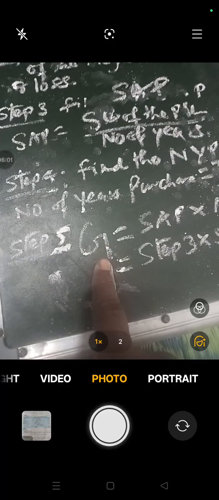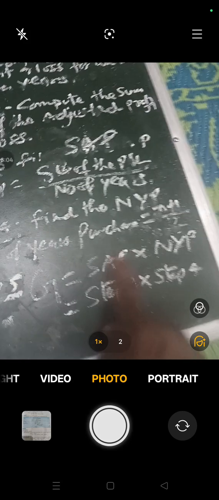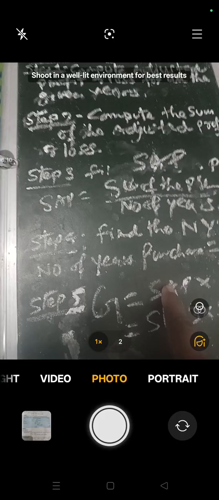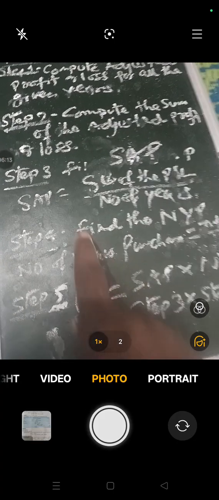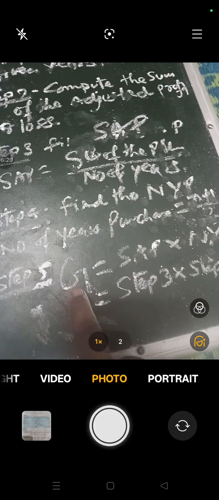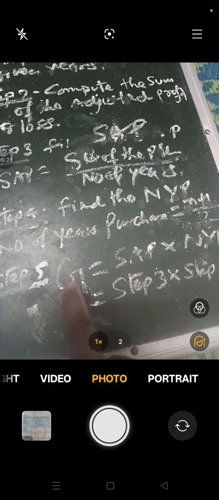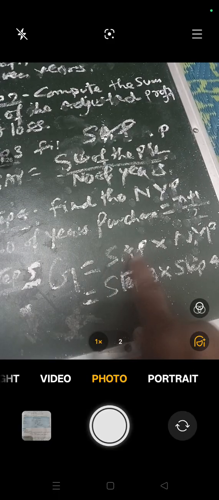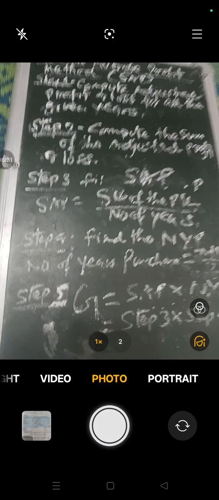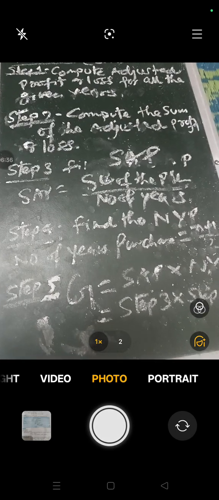And the last step is step 5: find goodwill. Goodwill equals SAP into NYP. SAP means simple average profit, which we computed in step 3, into NYP, number of years purchase, which we calculated in step 4. So under the simple average profit method, goodwill equals simple average profit into number of years purchase, that is step 3 into step 4. So these are the steps of the simple average profit method to find out goodwill.